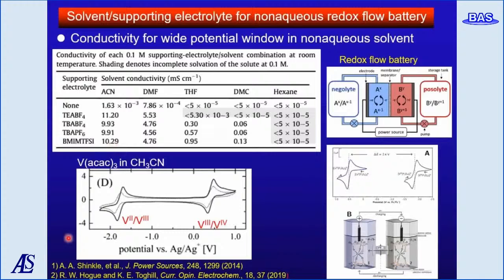The vanadium 2,3 couple is -1.6 volt. The vanadium 3,4 couple is 0.4 volt, and a voltage of about 2 volt can be obtained. In a system using the ionic liquid as solvent, 2.4 volt can be taken out. Therefore, by changing the solvent from water to non-aqueous solvent, it is possible to increase the extraction potentials.